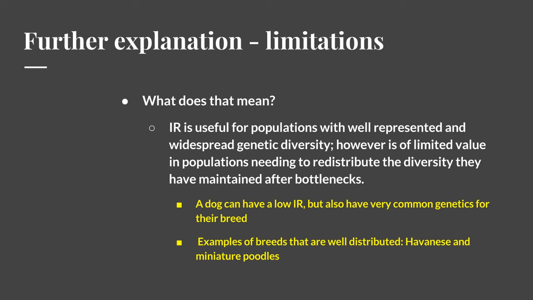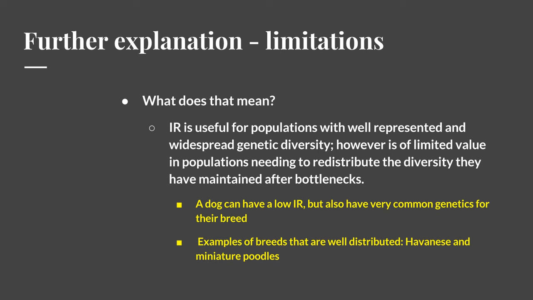So what does that mean in terms of a limitation? IR is useful for populations with very well represented and widespread genetic diversity. However, it's of limited value in populations needing to redistribute the diversity they have maintained after bottlenecks. So again, as we said, a dog can have low IR, but also have very common genetics for their breed.